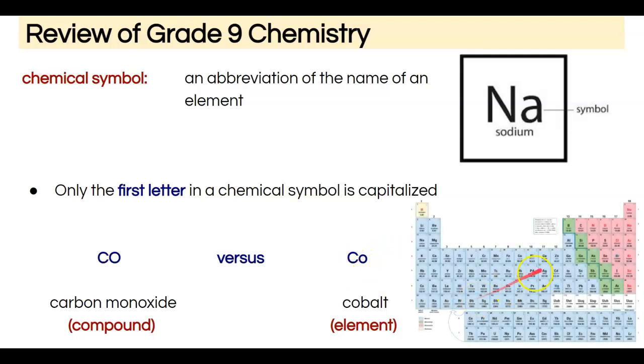And in fact, here on the periodic table I have cobalt, whereas over here, carbon monoxide is composed of the element carbon and the element oxygen. So when you're writing your chemical formulas out, that's a way to be clear about what you're trying to represent.